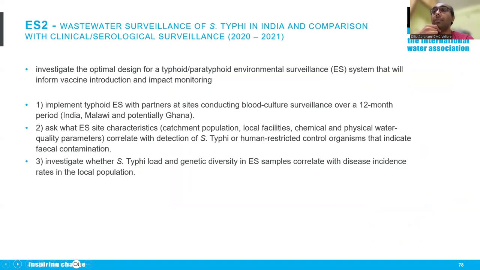So in 2020, we had a collaboration with Dr. Nick Grassley in Imperial College. We wanted to investigate the optimal design for a typhoid or paratyphoid environmental surveillance to inform vaccine introduction. There is a multi-site study in India, Malawi, and Ghana. And basically, our aim was to figure out which are the site characteristics that correlate with detection of Salmonella Typhi, and can we correlate that with clinical load. Next slide.